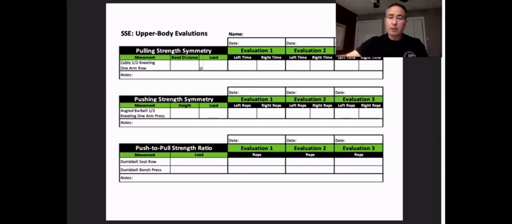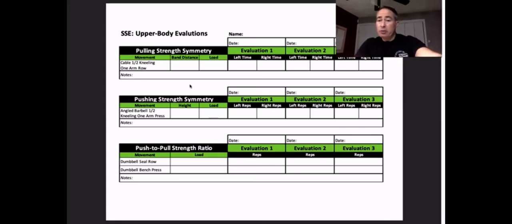You can use anything to mark that. But then you'd want to measure. Let's say you use a water bottle. You want to measure. You want to know how far that is from the wall or from the anchor point if you're using a band. Obviously, if you're using a cable, that doesn't make any difference. So you don't need to put anything there for the band distance.